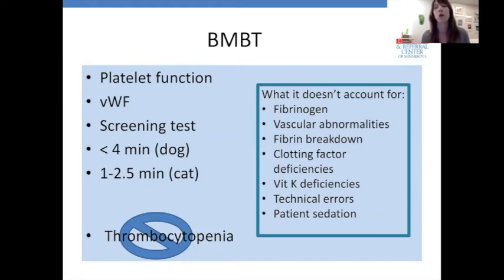What it doesn't account for are changes in fibrinogen, vascular changes, abnormalities with fibrin destruction or breakdown of the clot. It will not account for clotting factor deficiencies and will be prolonged in the face of that, or vitamin K deficiencies. And as we talked about, it is fraught with technical errors, especially if you're touching the clot itself. So you do have to be a little bit careful with how you perform it. And sometimes you'll need to sedate your patient to do this. And that's really frustrating because, of course, certain drugs can affect clotting, but you can't really do this test in certain types of animals without sedation. So that's a bit of a drawback there.